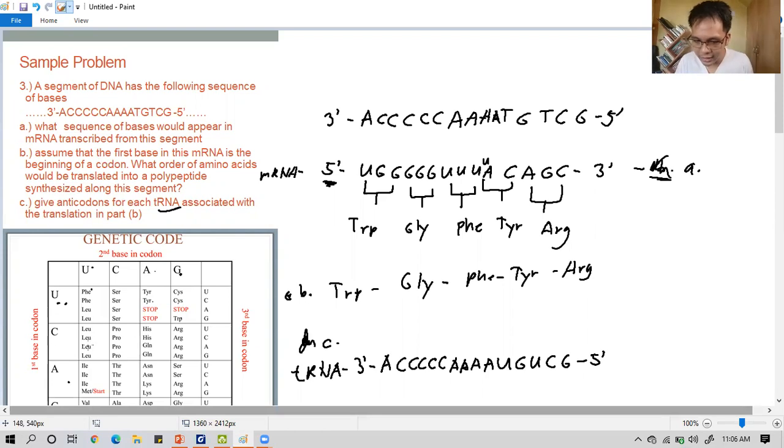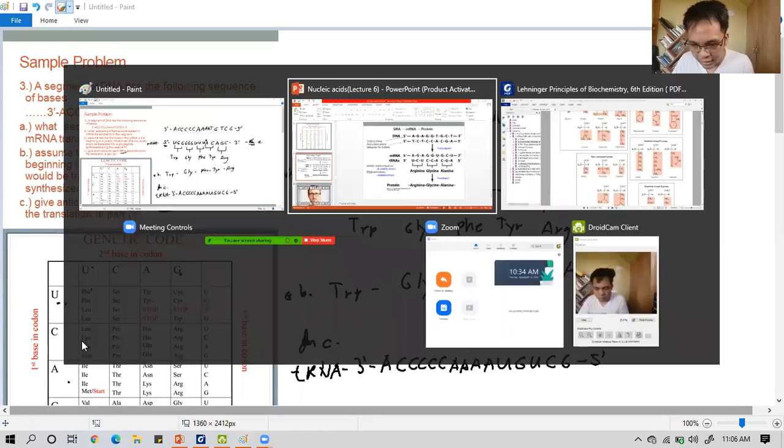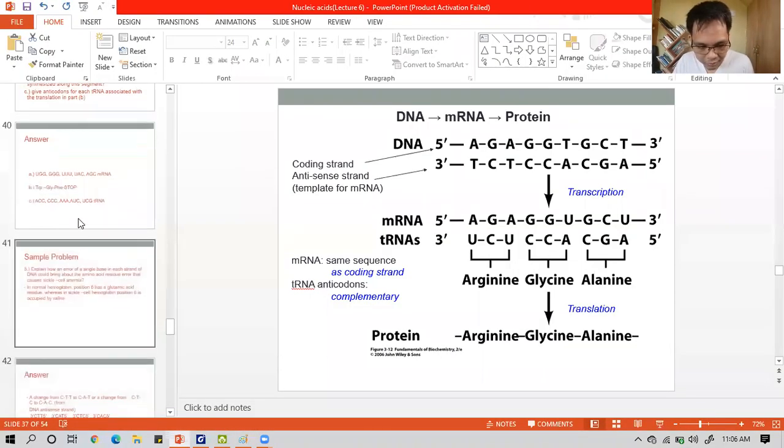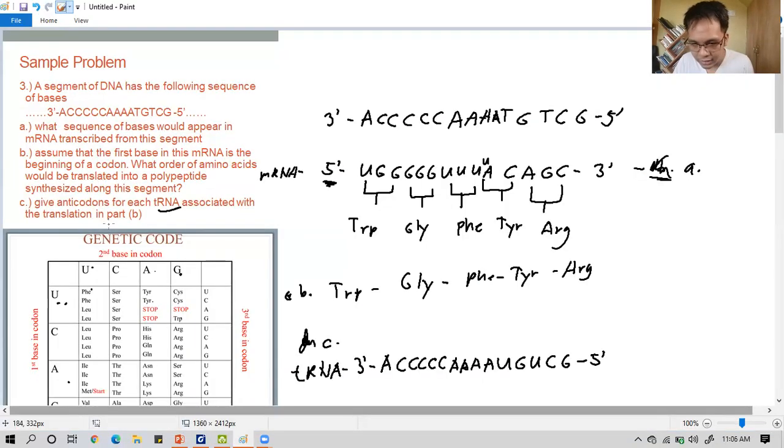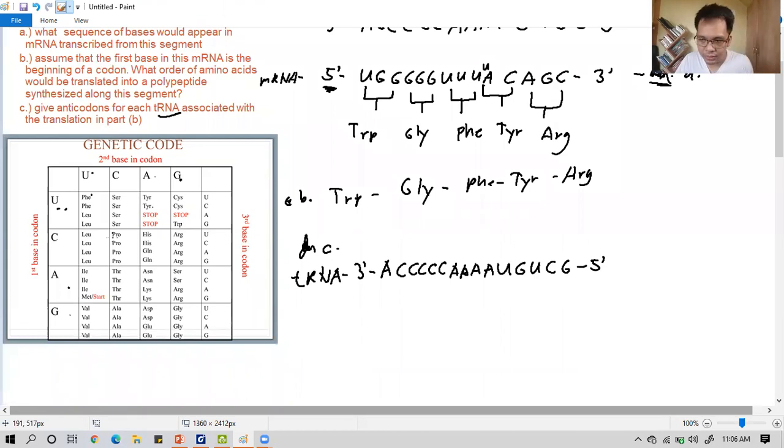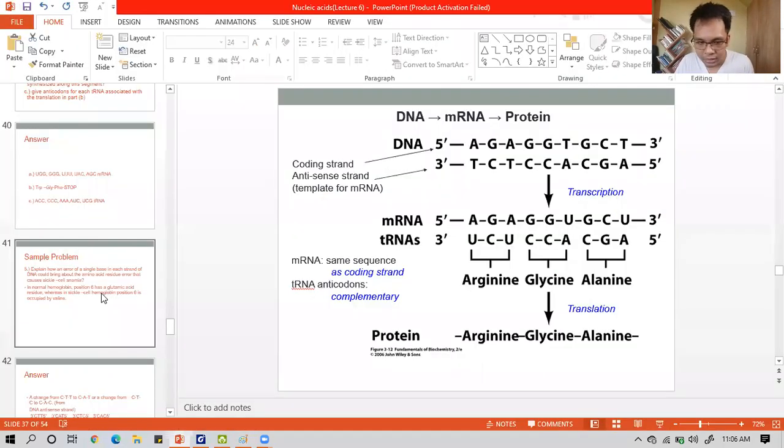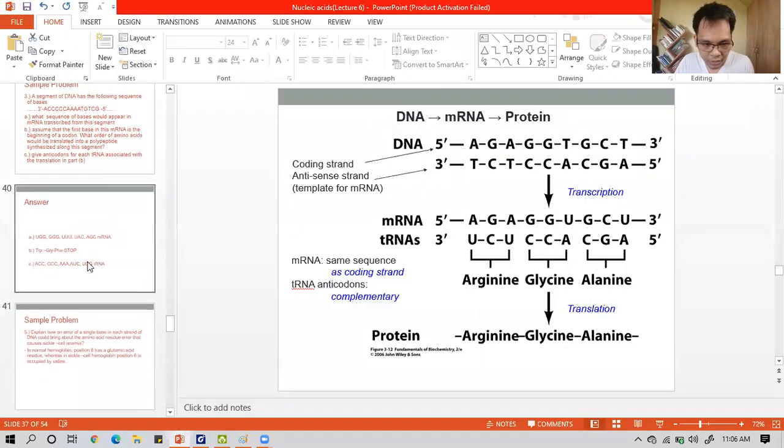Okay, take a screenshot guys. So, let's proceed. And then next. Okay, take a screenshot first. Take a screenshot for this problem. Okay, let's proceed. So, there.